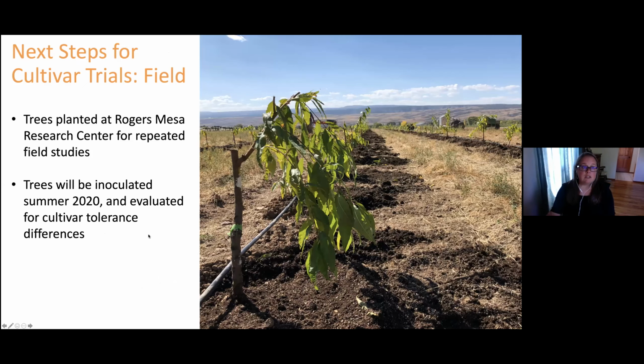So what we've done now is we planted the trees out at Rogers Mesa, and we're going to continue this trial, but actually in the orchard. These trees have been planted for 2 years now. We'll do inoculations in the middle of the month and evaluate, if they're in the field, do we still see that difference? And then we're going to do the drought treatment, but not necessarily the high pH. So we'll see if we see cultivar difference in drought stress trees at that higher pH as we see in the orchards at Rogers Mesa.